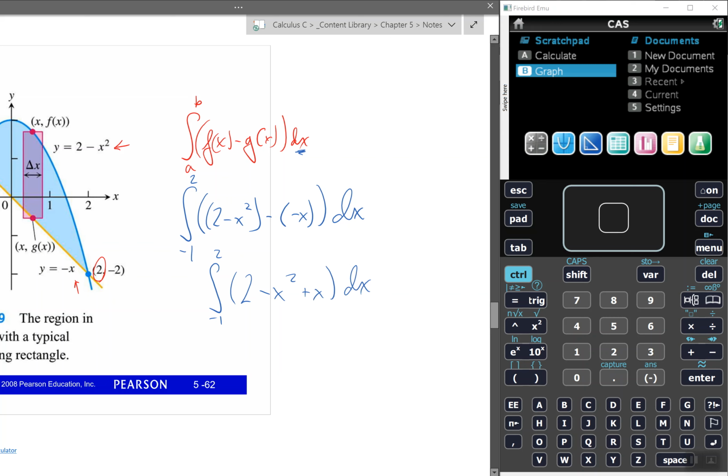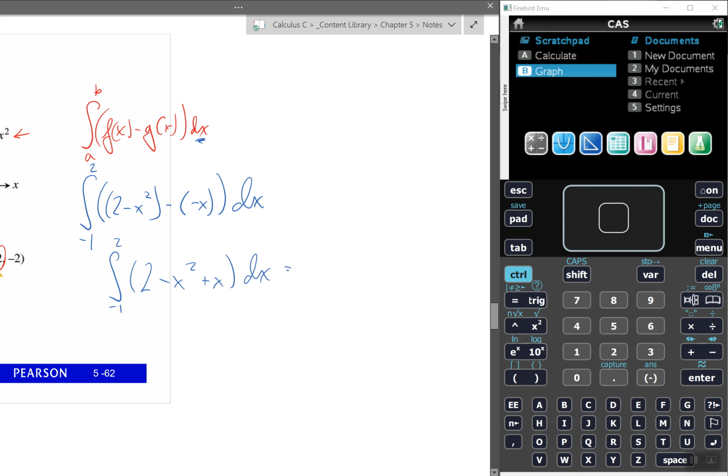If that order feels weird to you with the not standard form, go ahead and rearrange it. I'm not going to waste another step doing that though. So the antiderivative of 2 is 2x. The antiderivative of x squared is x cubed over 3, and that is minus. And then the antiderivative of x is x squared over 2. We're going to evaluate that between negative 1 and 2.